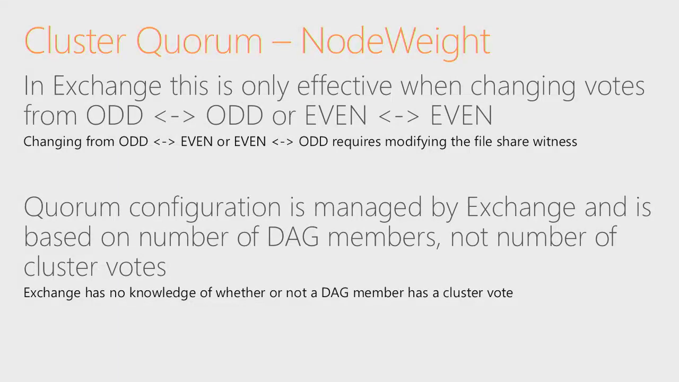So this was a great way to say, you know what? I've got these nodes across the WAN. I'm going to node weight them to 0. And if I lose the WAN, I lose all those votes at the same time, but now I can sustain more failures in the primary data center.